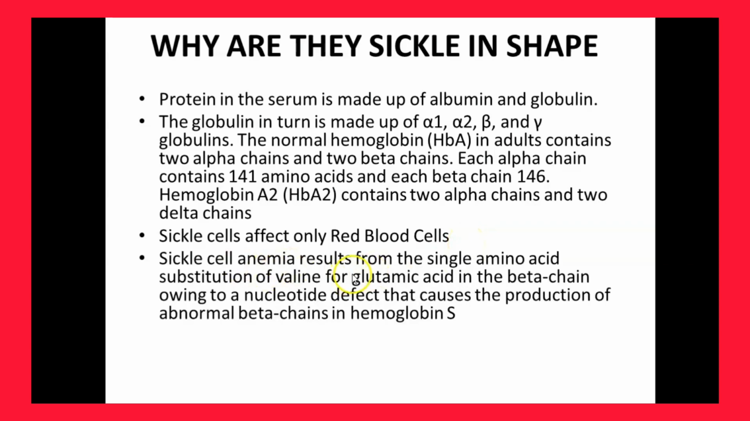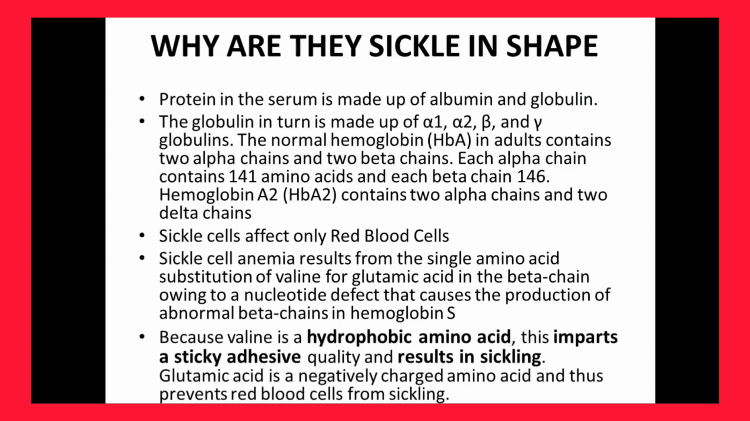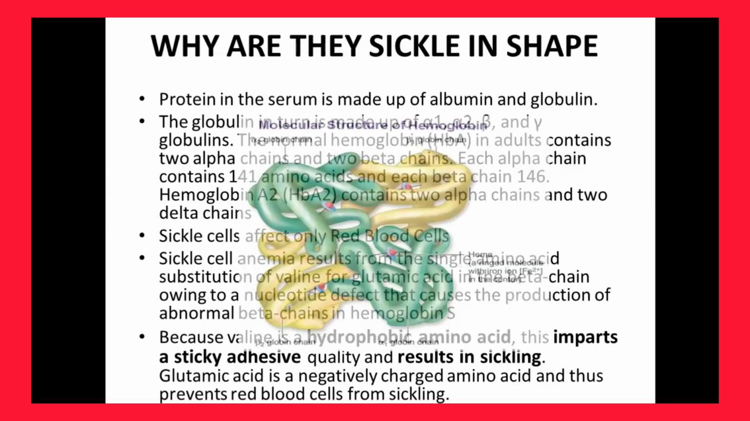Sickle cell anemia results from the single amino acid substitution of valine for glutamic acid in the beta chain, owing to a nucleotide defect that causes the production of abnormal beta chain in hemoglobin. Because valine is a hydrophobic amino acid, this imparts a sticky adhesive quality and results in sickling. The glutamic acid is a negatively charged amino acid and thus prevents red blood cells from sticking.